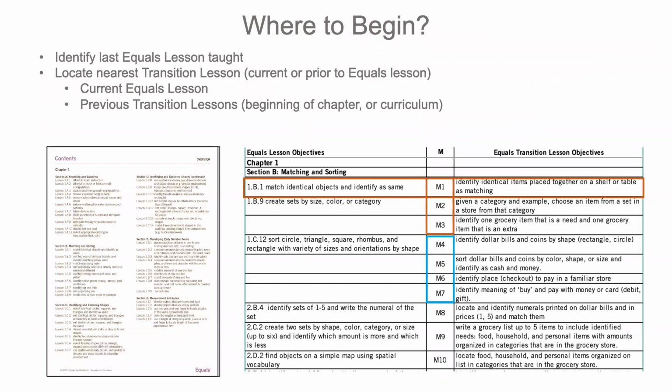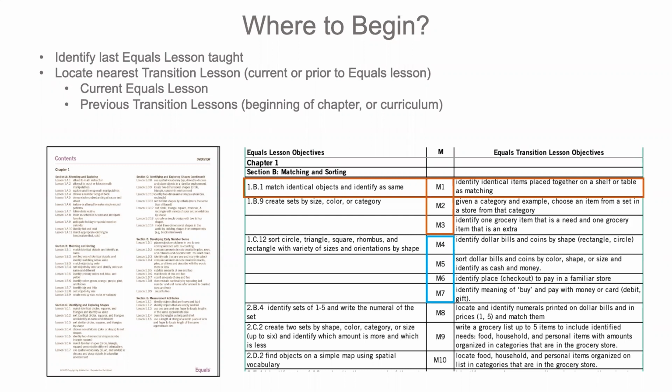Taking a closer look at the spreadsheets now. The first is the equals transition money and budget spreadsheet. This shows the complete list of transition lesson objectives on the right with the specifically linked equals lessons on the left. This is a quick look at which equals lessons correspond to transition lessons.